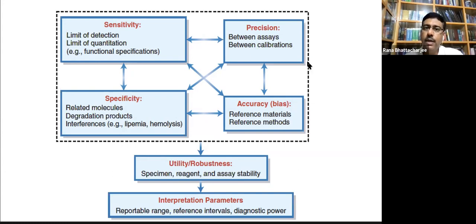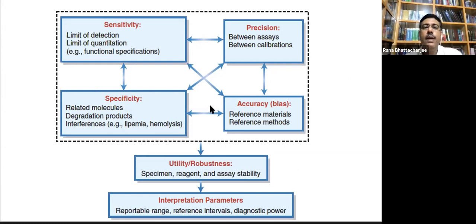What is precision? This is the value that is generated. You all know this is nothing but the coefficient of variation, that is standard deviation divided by mean. So precision can be measured between different assays or between different calibrations.